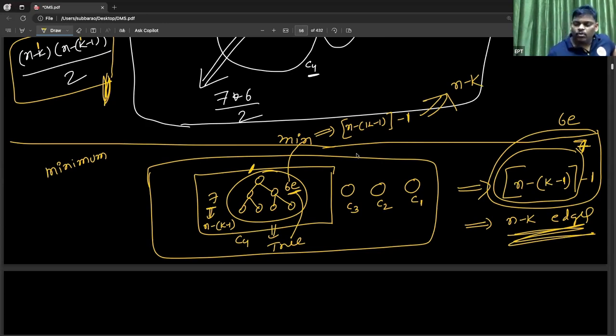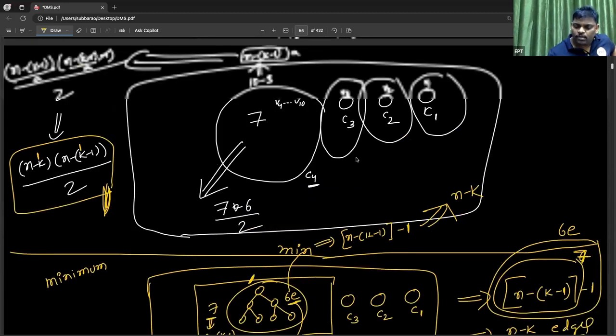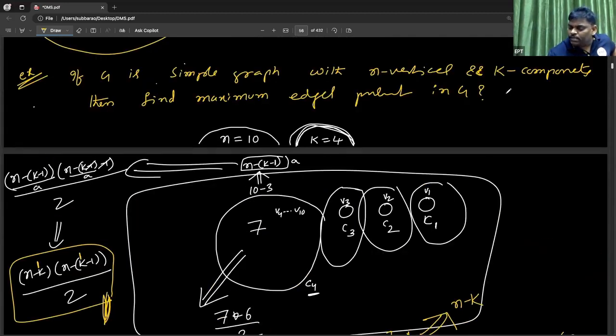I am going over and writing one small change. Can you see this one? Then find the maximum edges present in G, and the minimum also.